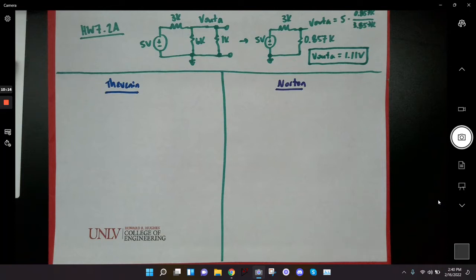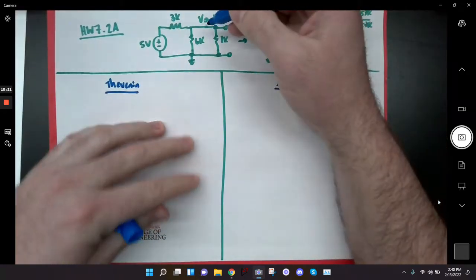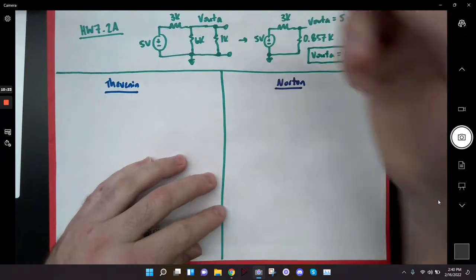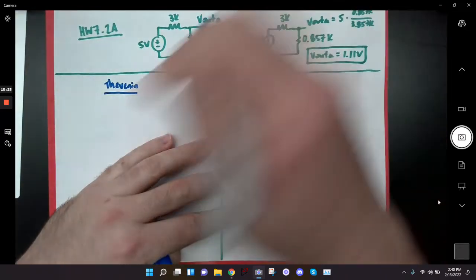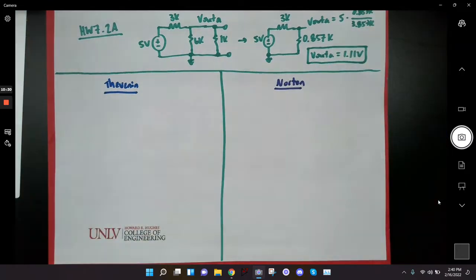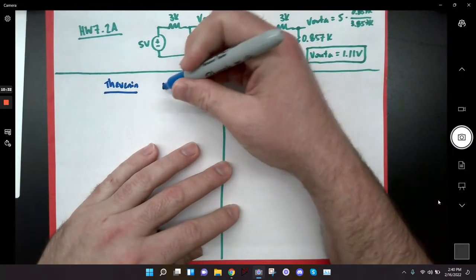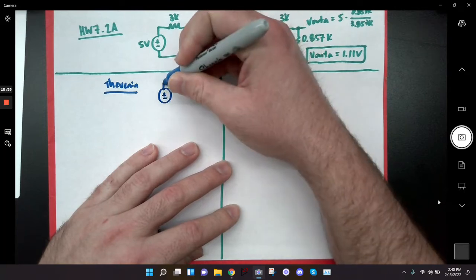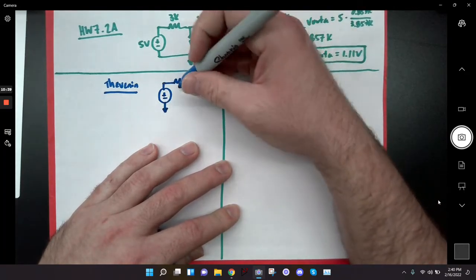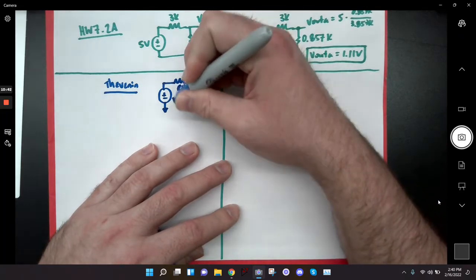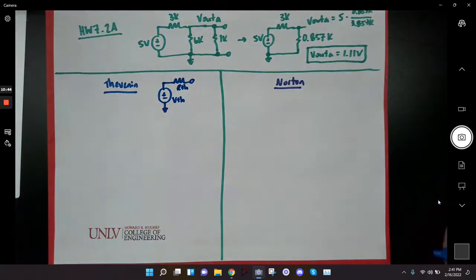Okay, so now I'm going to Thevenize the circuit. When I Thevenize the circuit, I'm trying to replace the circuitry with a voltage source in series with a resistor. That's Thevenin's theorem. It says that we can replace any linear circuit with a voltage source in series with a resistor. So let me just draw my model Thevenin circuit. It looks just like this. This is my R Thevenin, and this is my V Thevenin. So I need to find R Thevenin and I need to find V Thevenin.